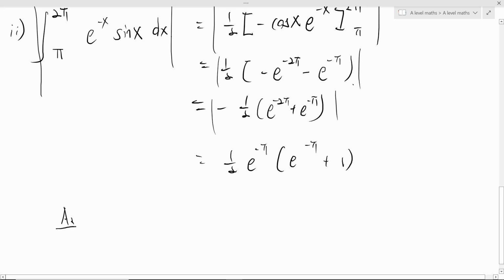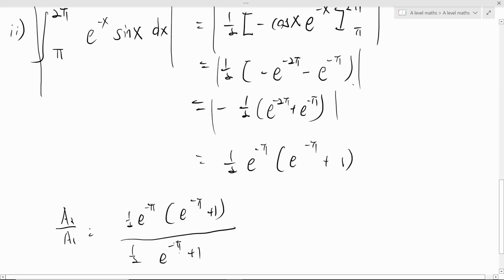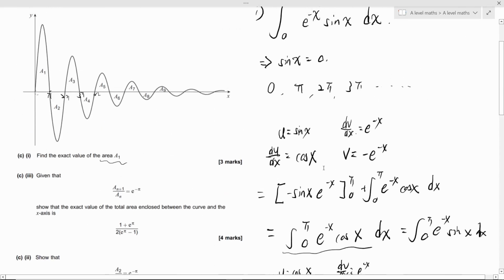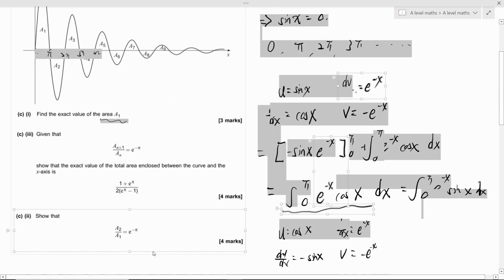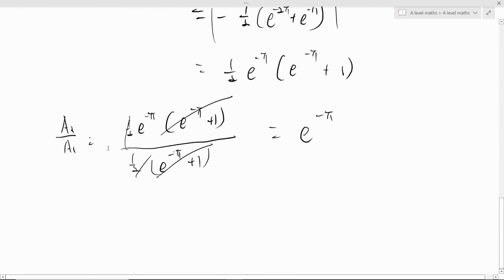So A2 over A1 is a half e to the minus pi plus 1, over a half e to the minus pi plus 1. You can see these cancel out, and we're only left with e to the minus pi. Perfect, just as stated. So indeed, A2 over A1 is e to the minus pi.